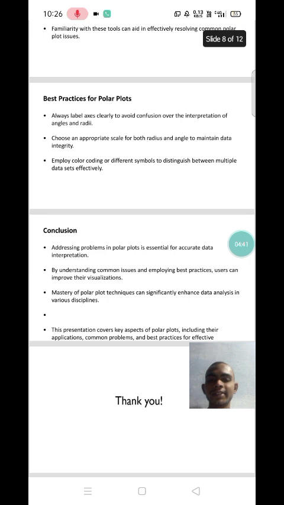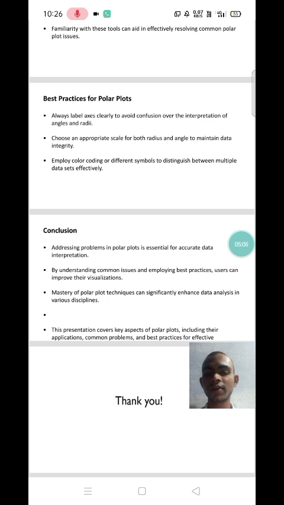Conclusion: addressing problems in polar plots is essential for accurate data interpretation. By understanding common issues and employing best practices, users can improve their visualizations. Mastery of polar plot techniques can significantly enhance data analysis in various fields.